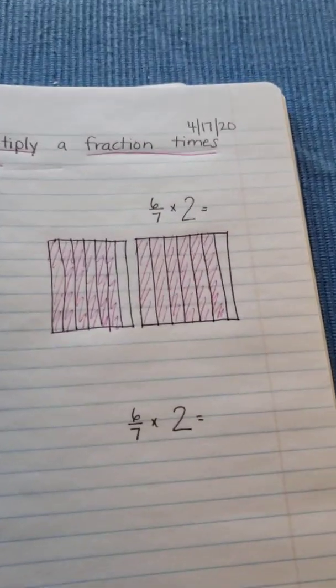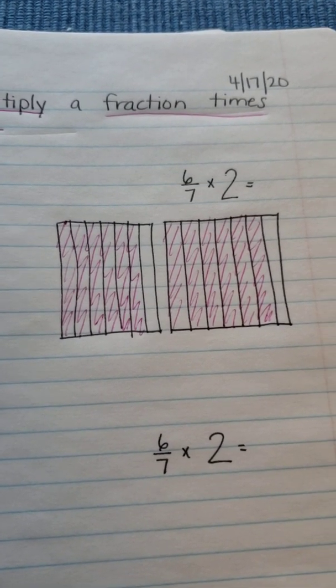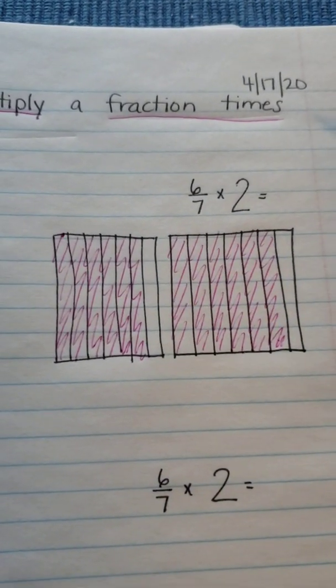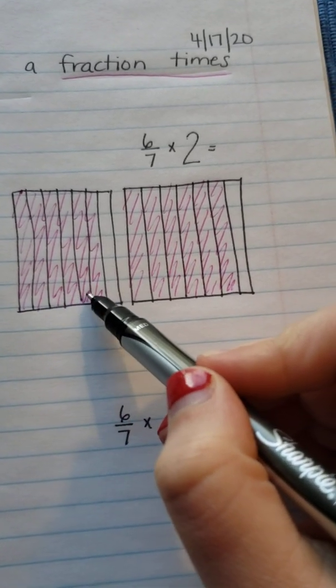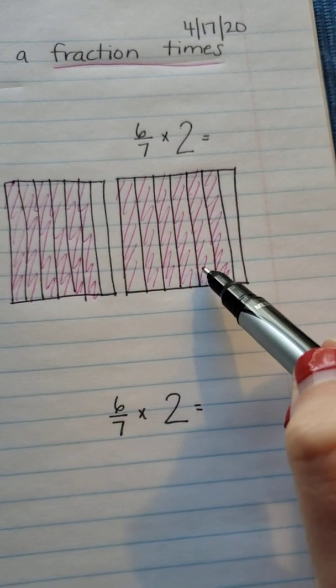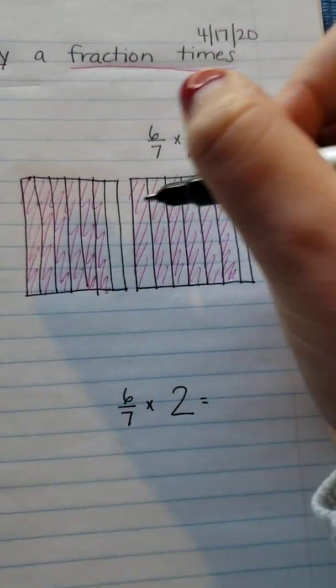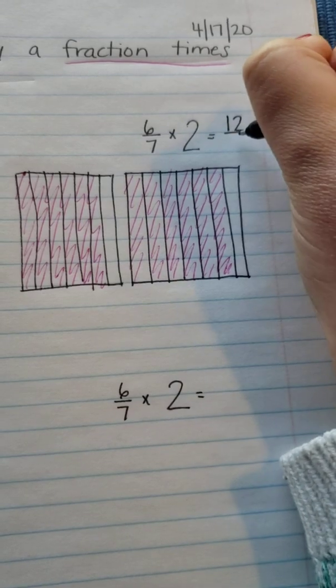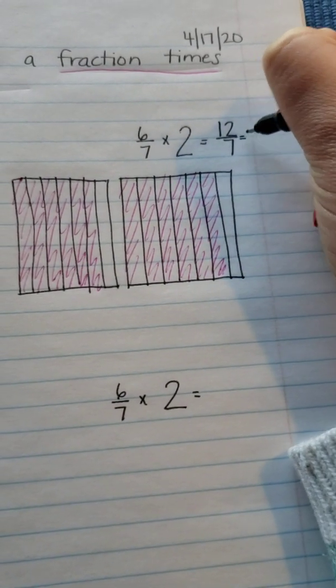And remember, when we're doing our math drawings, it can just be a really quick shade. It does not have to be perfectly shaded in. So if I count up all of the columns that I have, 1, 2, 3, 4, 5, 6, 7, 8, 9, 10, 11, 12. So I have 12, and each box has been split into 7 pieces. So I have 12 sevenths.